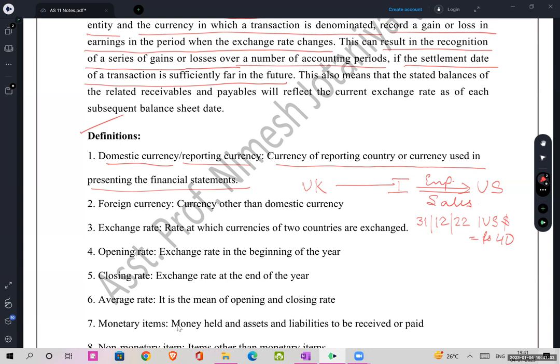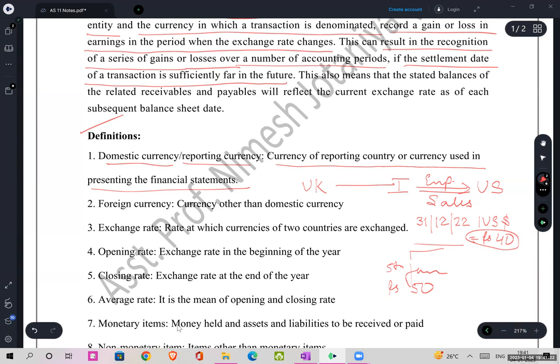Say I will be receiving payment on 5th of January, and that day the rate is $1 equal to 50 rupees. So when I sold, the US dollar was 40, and when I am going to receive the money, the US dollar is 50. So I have gained 10 rupees, right? Because if the payment had happened on 31st, I would have got 40 rupees, but since payment is happening after 4-5 days, I will get 50 rupees. So there is a gain of ₹10.